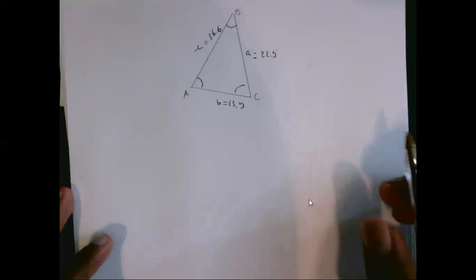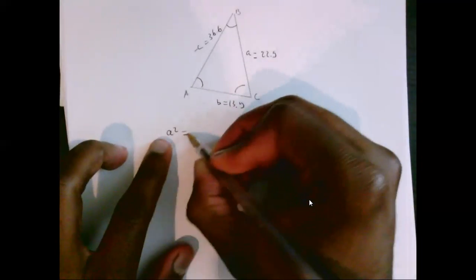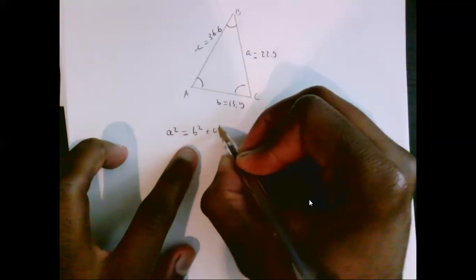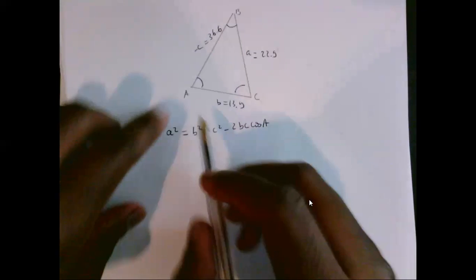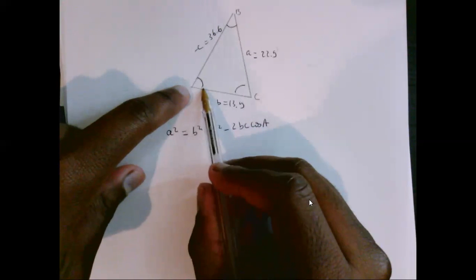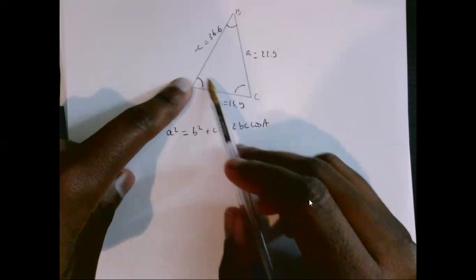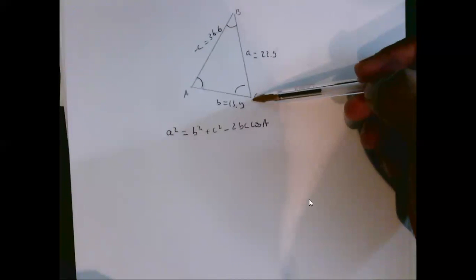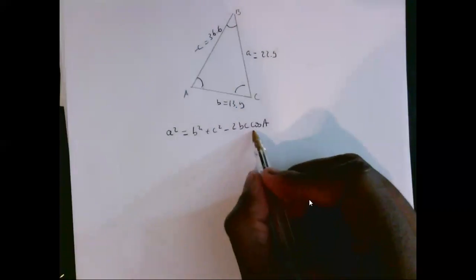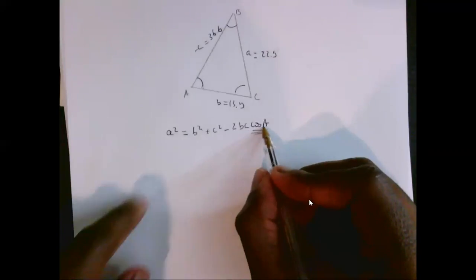So the law of cosines gives us a squared equals b squared plus c squared minus 2bc cosine of A. That means the cosine of angle A, multiplied by 2bc, and subtracted from b squared plus c squared, should give us the length a squared. So the law has the angle A in it, and from there we can determine angle A.